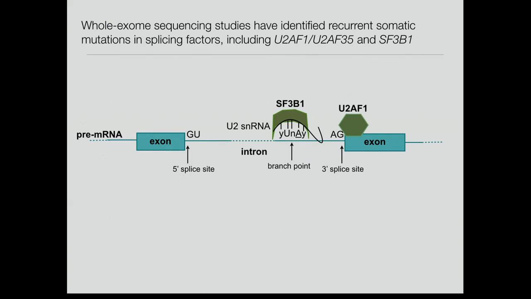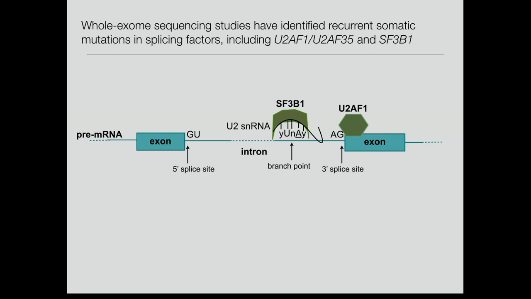And so one indication that splicing was really important in cancer was that recent whole exome sequencing studies had found that many recurrent mutations occurred in splicing factors. These typically were in proteins that were part of the core spliceosome.